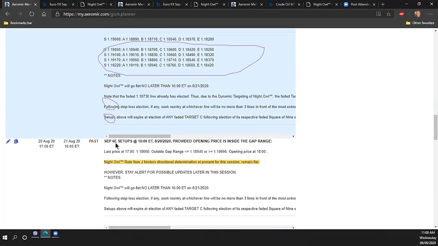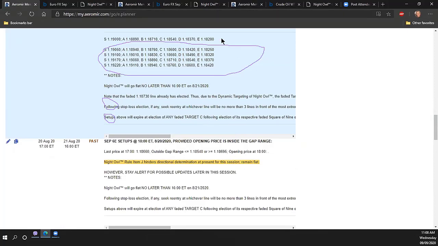This is the post that I made on the evening of August 20th at 6 o'clock. At that time, Night Owl had no signal for us to trade, and the yellow highlighted portion actually was highlighted in the post. It's not something I've annotated now, but it tells you that there is no signal at present and we are to remain flat.